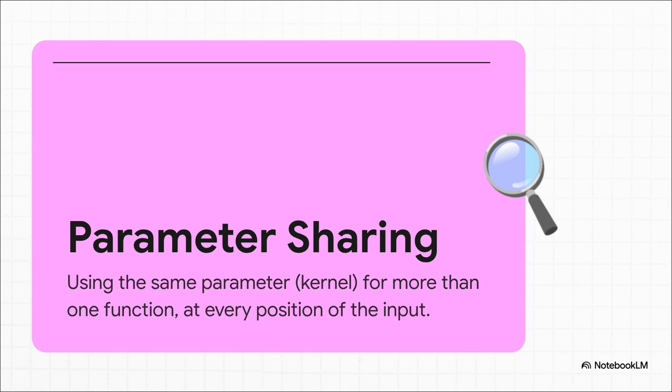Now for the second superpower, and this is where things get really clever. It's called parameter sharing. Think about it. Why would you teach the network how to find a vertical edge in the top left corner and then have to teach it all over again from scratch to find a vertical edge in the top right? It makes no sense. A CNN doesn't do that. It learns one perfect vertical edge detector, that's our kernel, and then it just slides that same detector across the entire image. This massive reuse of a single learned pattern, this is the secret sauce. This is what makes CNNs so unbelievably efficient.